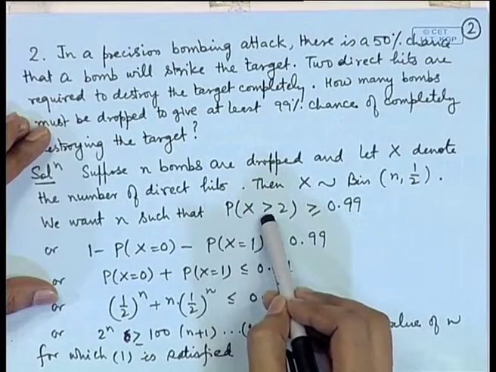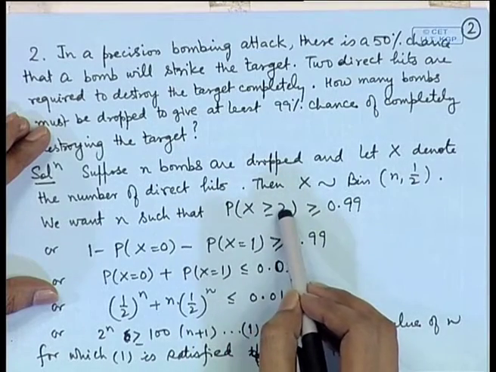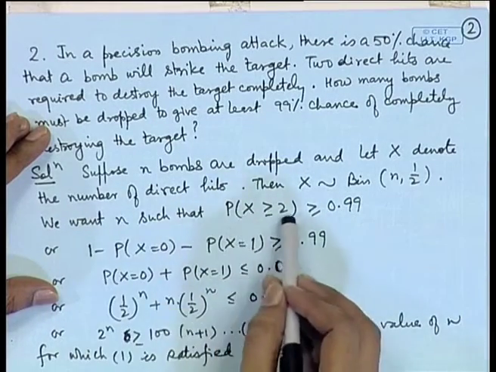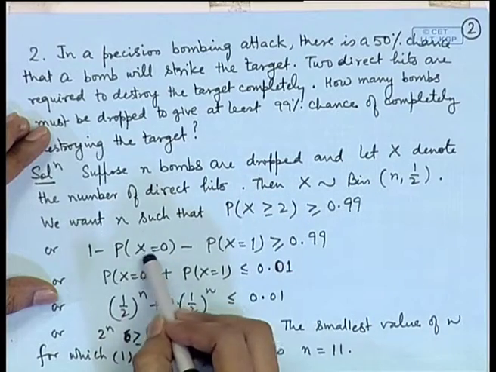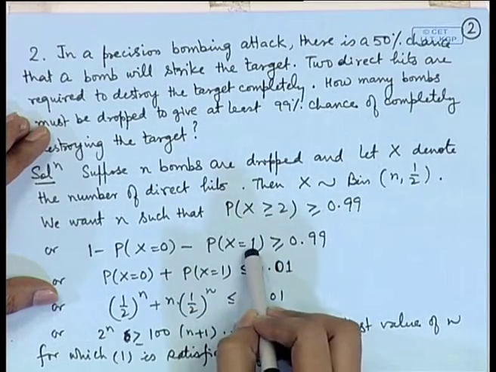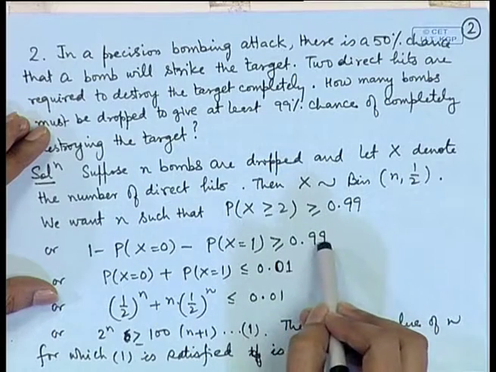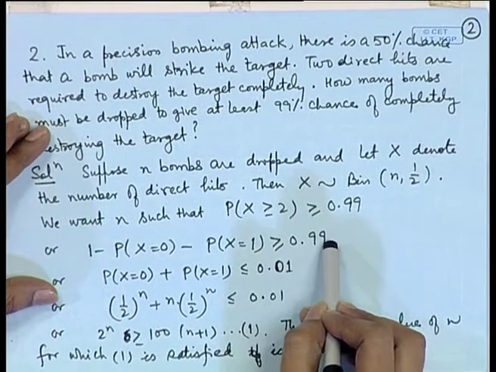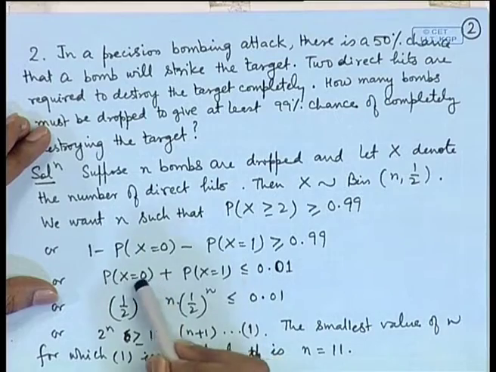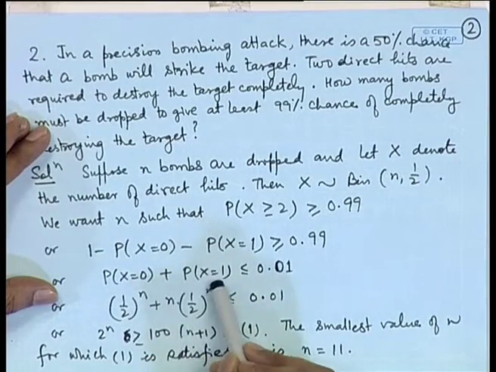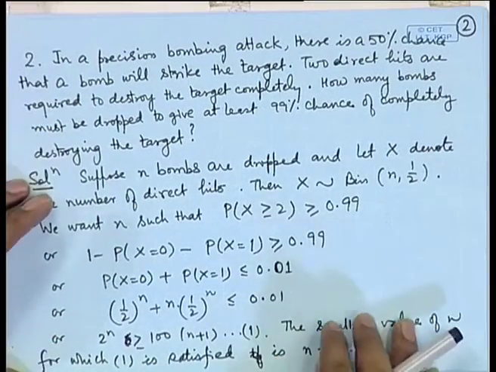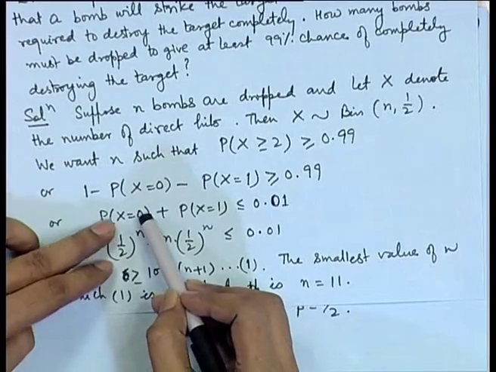The probability of x greater than or equal to 2 is having many terms. So, we consider the complementation of this event, that is probability x equal to 0 and probability x equal to 1. So, 1 minus this must be greater than or equal to 0.99. So, after simplification it becomes probability x equal to 0 plus probability x equal to 1 is less than or equal to 0.01, and now here p is equal to half.